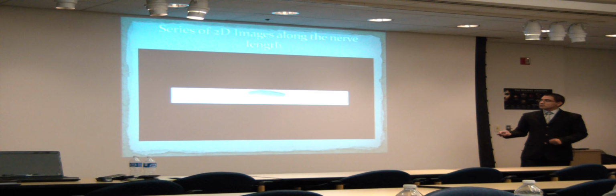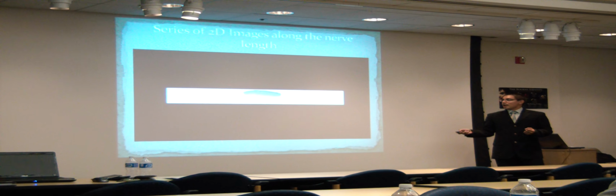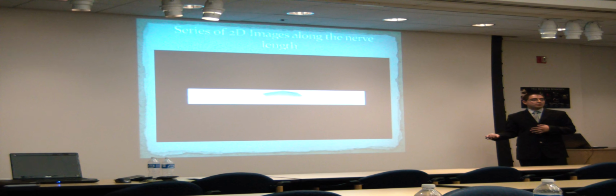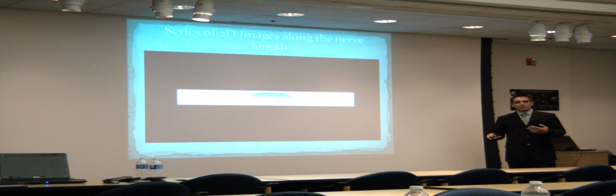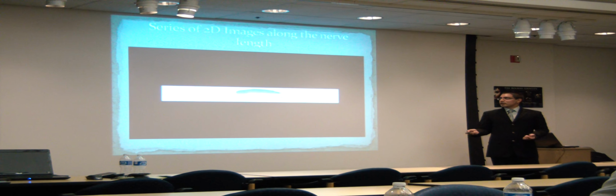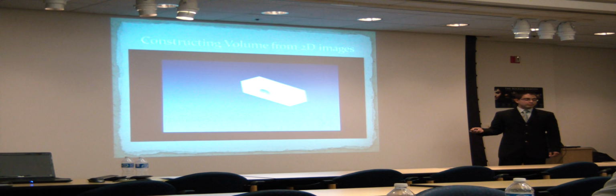Once we scan, as we pass through the sample, we get a series of 2-dimensional cross-sectional images. This is what it would look like if you process it in MATLAB. It's only 2-dimensional images, which doesn't give us a really good idea as to what our sample looks like. So this is where AMIRA comes into play. By stacking them together, you're actually able to get a volume.